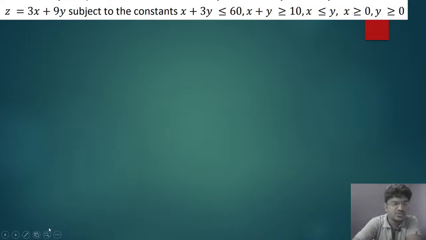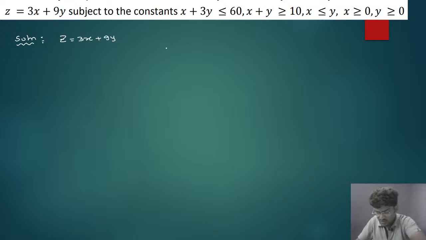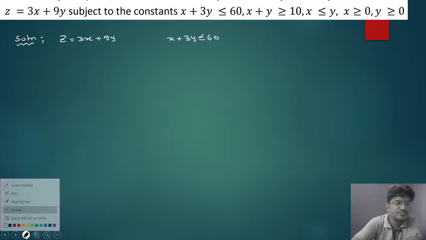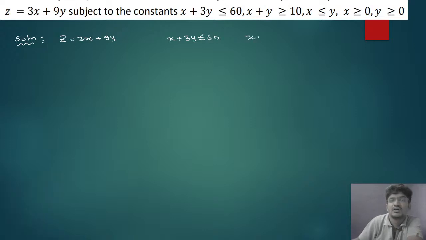So here, see the given terms. The given term is z equal to 3x plus 9y, and the given constraints are x plus 3y less than or equal to 60, x plus y greater than or equal to 10, and another is x less than or equal to y.